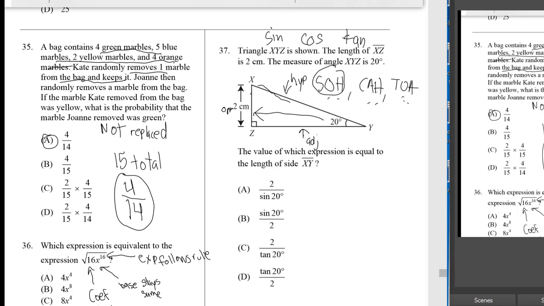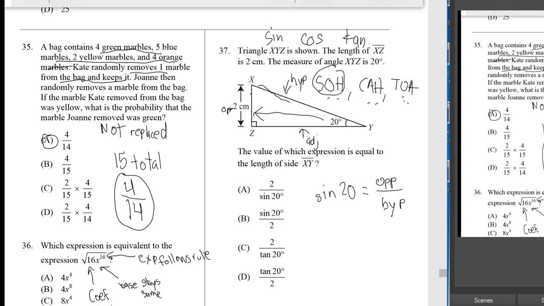So I know sine of 20 degrees is equal to the opposite over the hypotenuse. If it was cosine, it would be adjacent over the hypotenuse. If it was tangent, it would be tangent of the angle is equal to opposite over adjacent. All right.